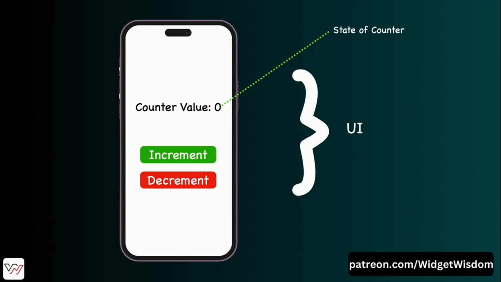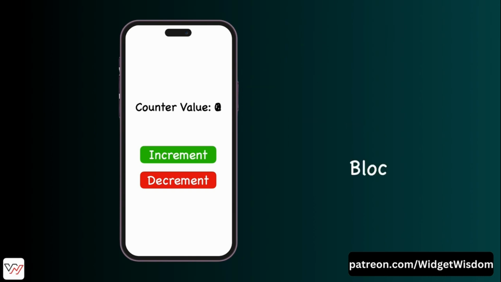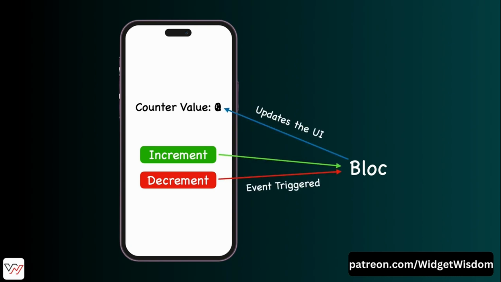So let's understand this with a real world example. Think of the state as the number shown on the stopwatch. Every time you press the button to start or stop, the state changes to reflect the updated time. Similarly, in our counter app, the number shown on the screen is the state of the app, and each time the counter changes, the app state is updated and the new number is displayed.